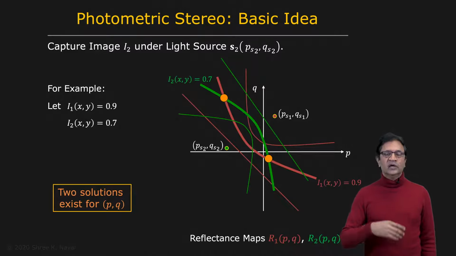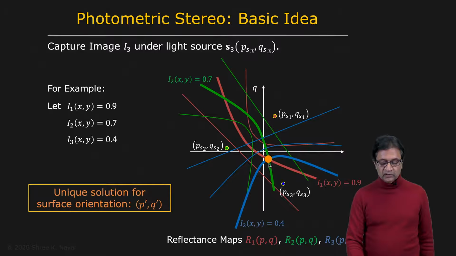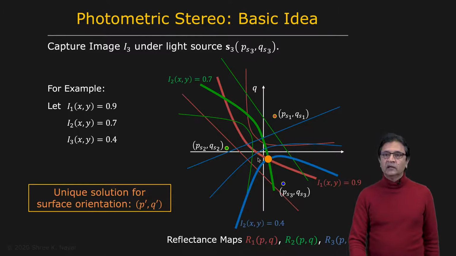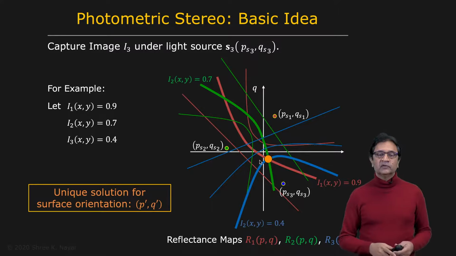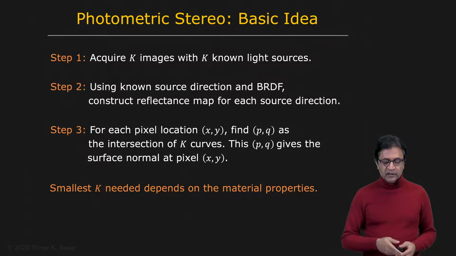What do we do? We throw in another light source, and that has its own reflectance map, which is the blue one right here. And it produces at the same point a brightness value of 0.4. And that then resolves the ambiguity between the two solutions and gives you a unique solution right here. So that's the idea behind photometric stereo. And so let's summarize that.